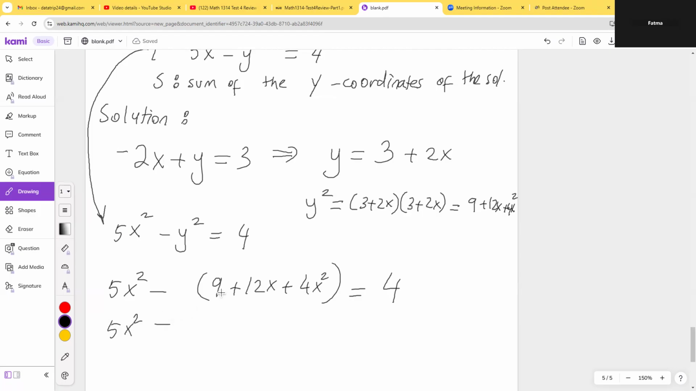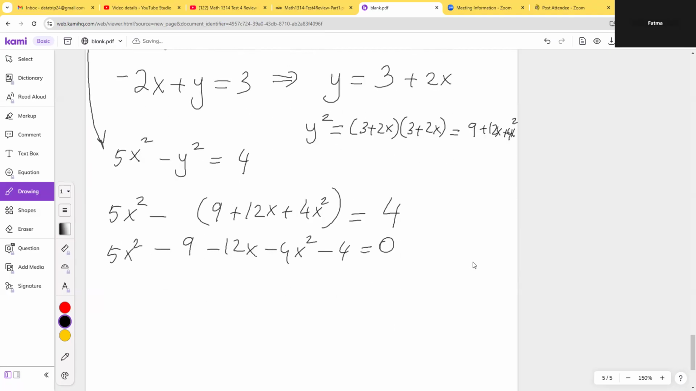I'm going to change everybody's sign to negative because of this negative here. And then I will move the 4 to the other side as negative 4, so I can set up the equation to 0. Then I organize: 5x squared minus 4x squared is just 1x squared. We have the negative 12x, and negative 9 and negative 4 gives me negative 13, equal to 0. Here's another quadratic equation that I need to know how to factor. So what factors do I need here?